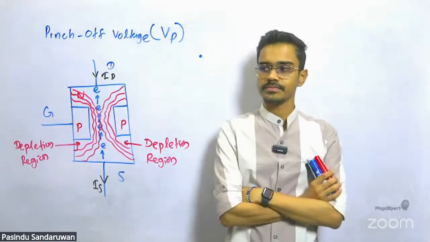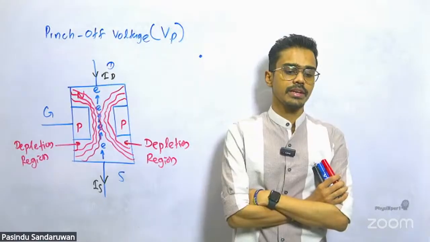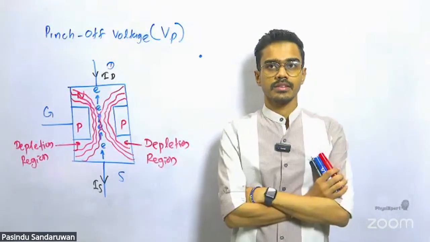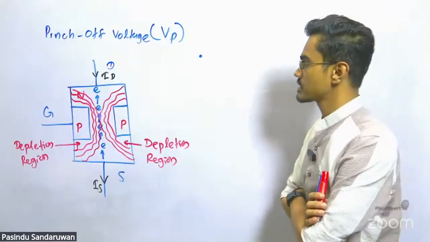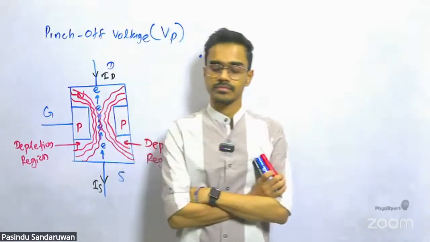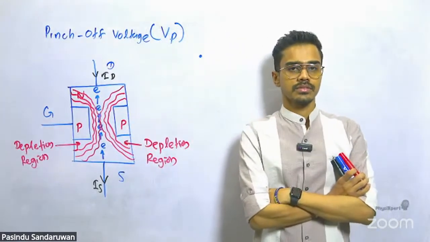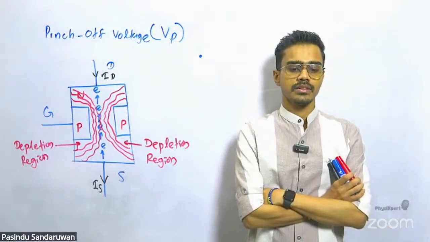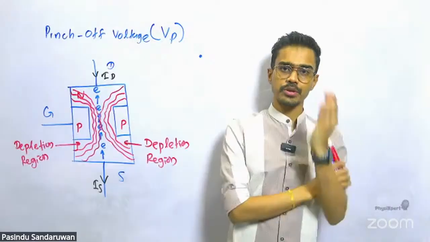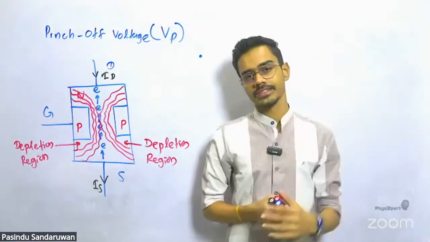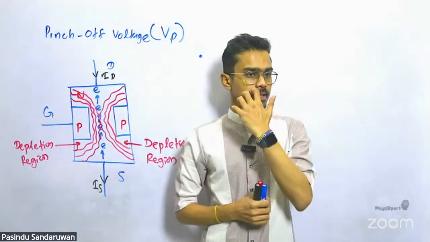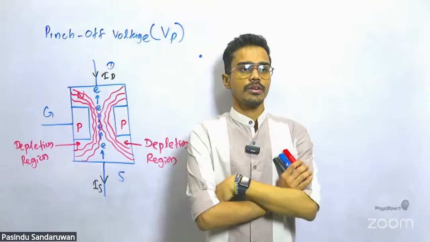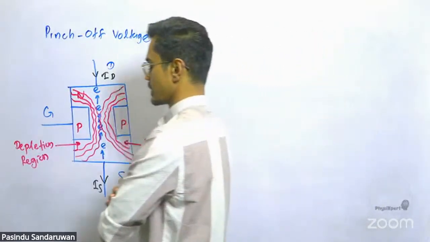Next point. When current flows from D to S, respective electrons flow from S to D.